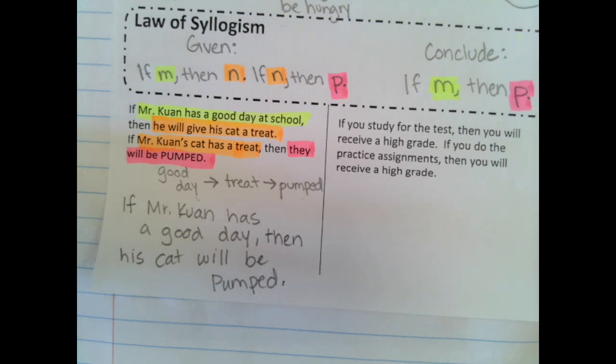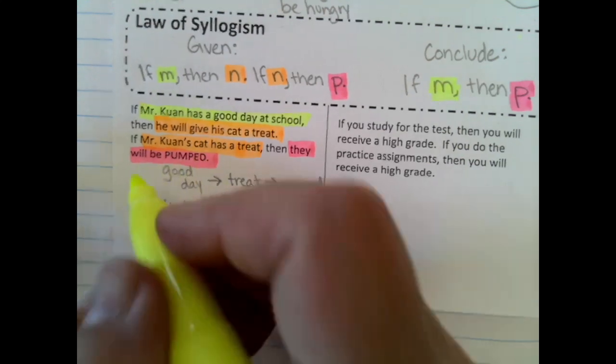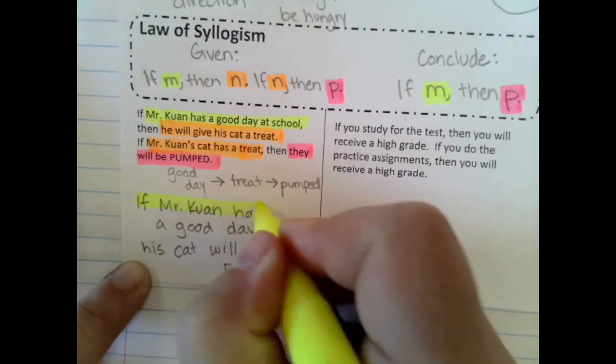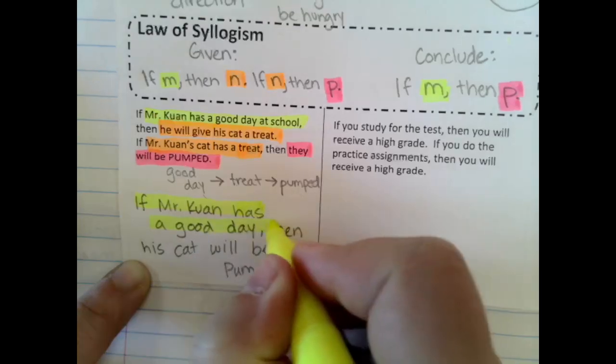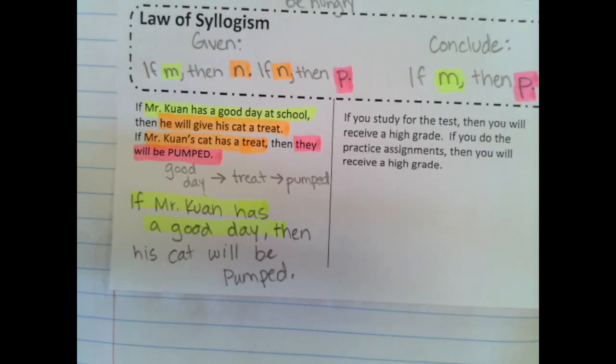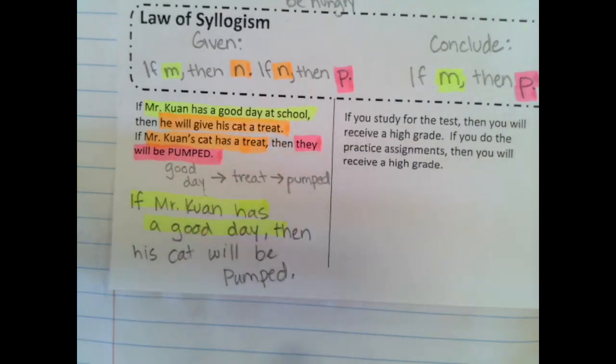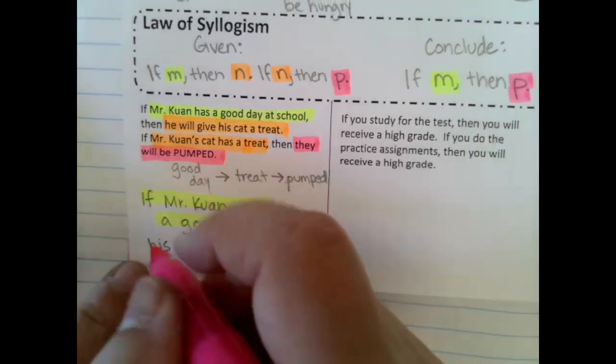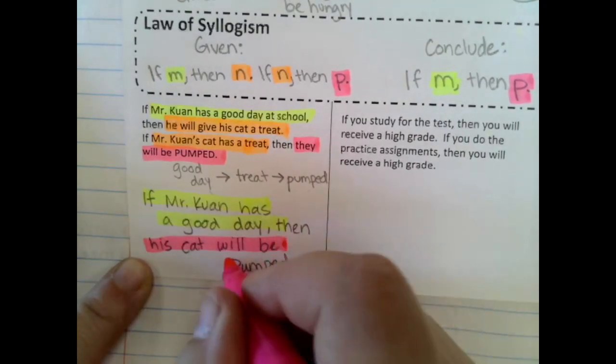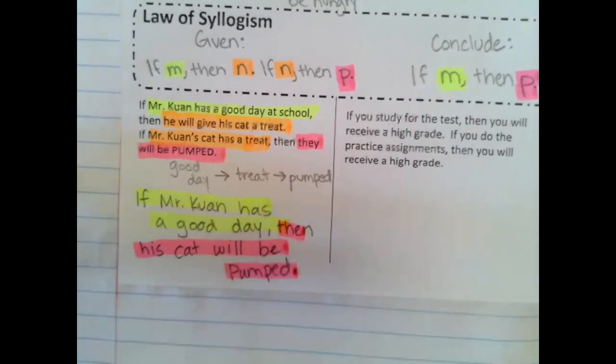Okay? If you want to color code, you can. The first part, whatever you had for the first color, mine was yellow. If Mr. Kwan has a good day. And then we're going to jump to that last color. Then his cat will be pumped. So we're skipping over the orange part.